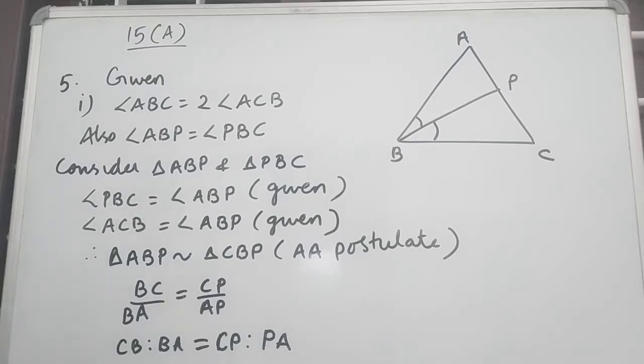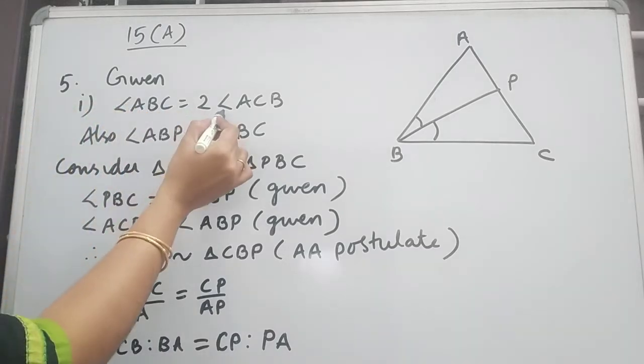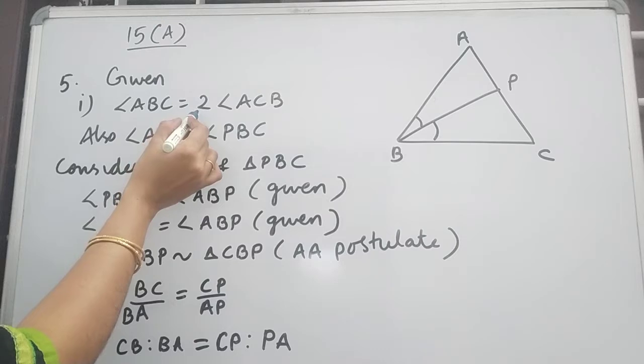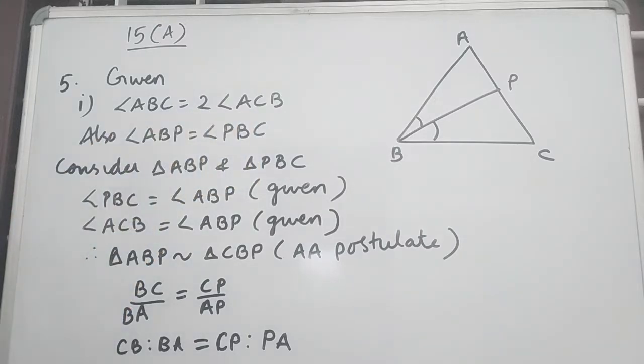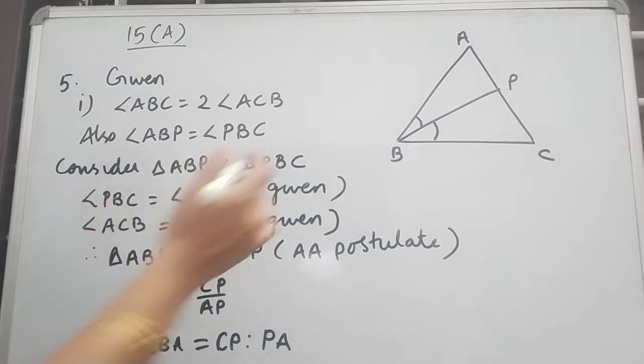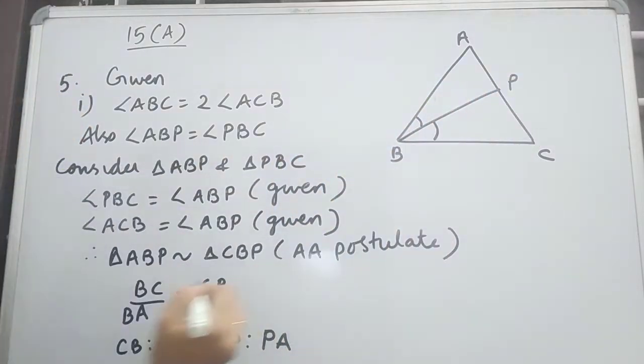In this question, first we want to find out CB is to BA is equal to CP is to PA. Given angle ABC is equal to twice angle ACB. So angle ABC is equal to 2 into angle ACB. And bisector of angle ABC meets the opposite side at point P. Bisector of angle ABC, BP is the bisector.